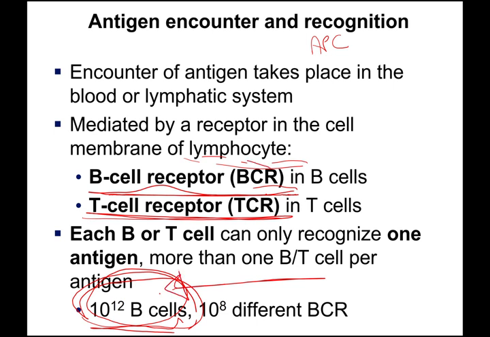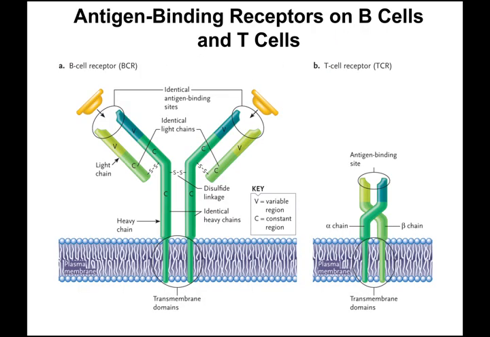Focusing on the receptors here, B cell or T cell receptor, that's the way they look. On the left, you have a B cell receptor, which is formed by two types of chains, duplicated. So you have two heavy chains, and two light chains. Now, when it comes to the heavy chains, this has a transmembrane domain.